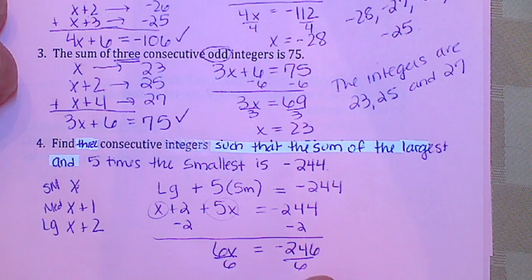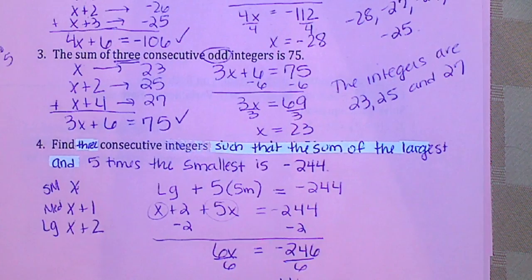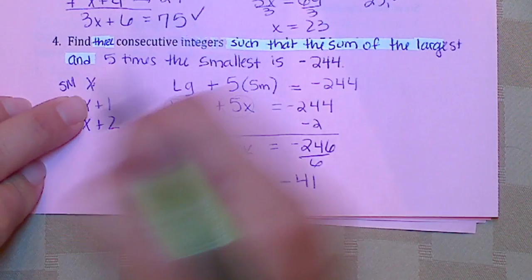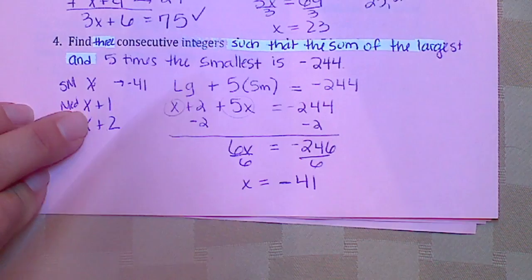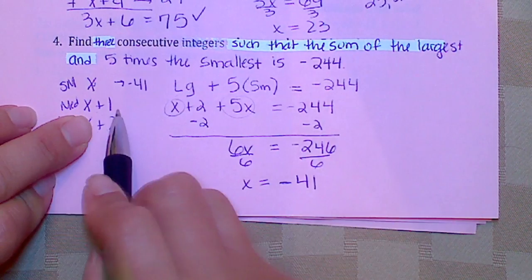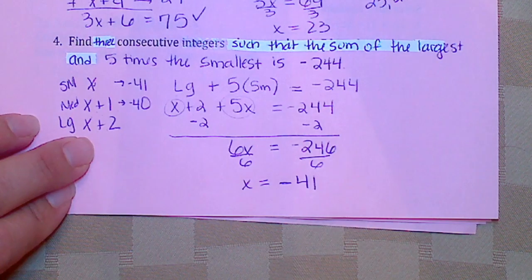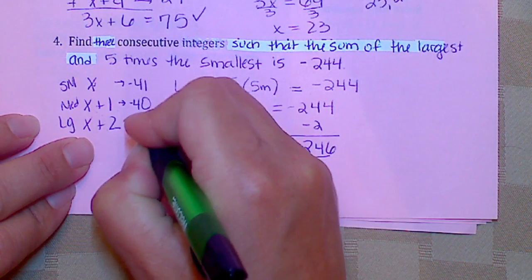And so we get x equals negative 41. Now we still want to check this. So let's go plug in our numbers over here. X would be negative 41. X plus 1, remember, would be negative 40 because we're adding 1 to it. And x plus 2 would be negative 39.